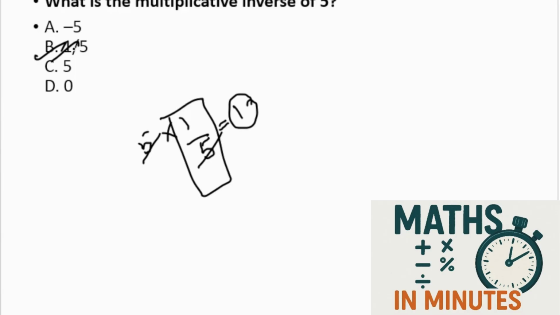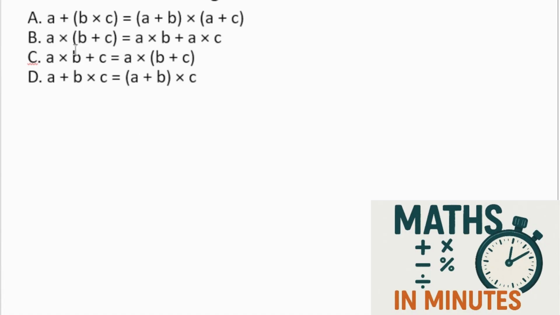Now we are moving to the third question. Which of the following is the correct distributive law? So everyone try this question. Look at the options and tell which of the following is the correct distributive law.